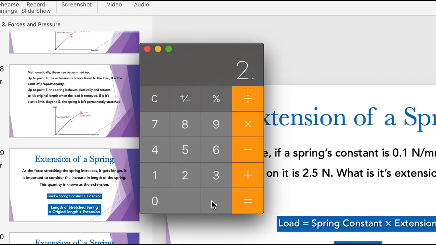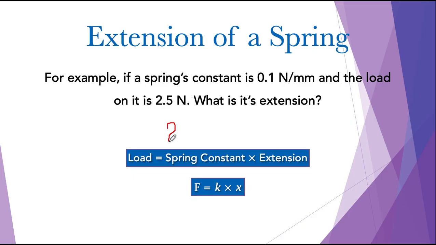Let's do this right now. So here we have 2.5 divided by 0.1 and we get 25. So 25 millimeter is the extension of the spring. So this is how we use this equation to find extension, spring constant, or the load of it. Now we are going to look at Hooke's law.